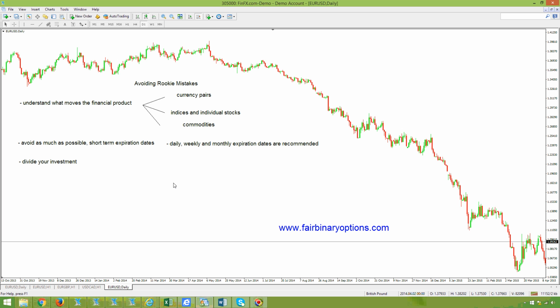Then you choose the expiration dates based on end of day, end of week, and even end of month. And you will see that it will be really difficult for the account to be blown up, because just by following these simple steps, you will be ahead of the game.